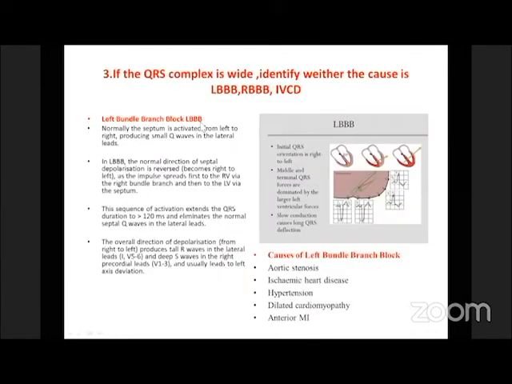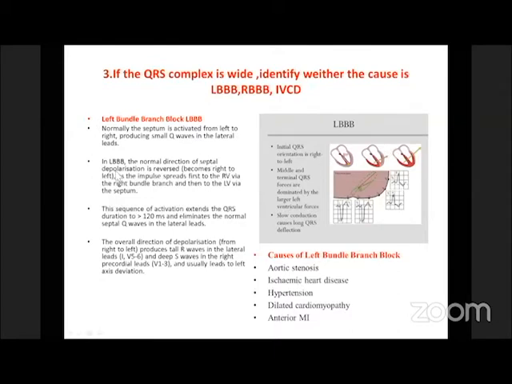Another morphological abnormality of the QRS is seen when we have left bundle branch block or right bundle branch block. Normally, the septum is activated from left to right, producing a small Q wave in the lateral leads. In the normal heart, the direction of the electricity is from left to right, so it produces a small Q wave in the lateral leads, I mean in lead 1 and V5, V6.